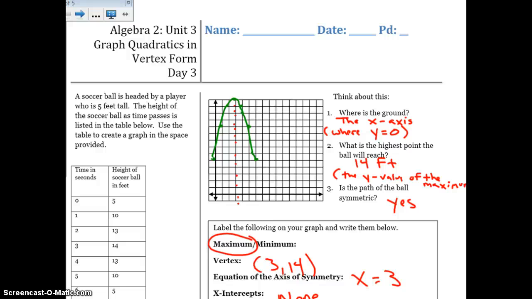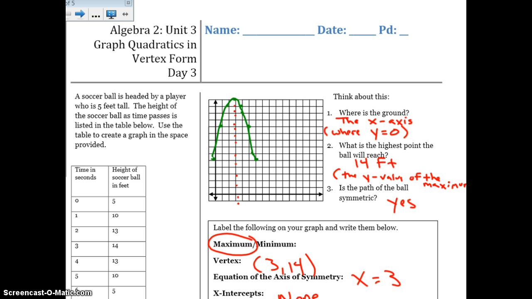So at this point, you should have the top half of your notes done. And you should notice that since this function is opening down, it has a maximum. If we're opening up, it would have a minimum. So we'll look at both cases later in the notes.